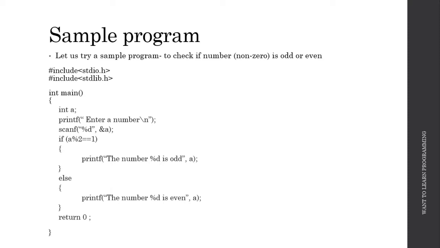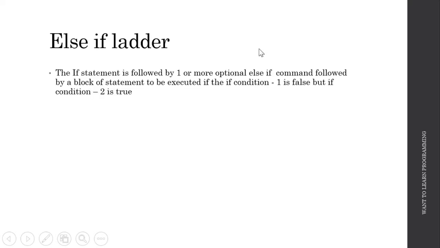Now let's look at what the else-if ladder is. Else-if ladder is when the if statement is followed by one or more optional else-if commands and followed by a block of statements that need to be executed if the if condition 1 is false but if condition 2 is true. So to make more sense out of this, let's look at its syntax.